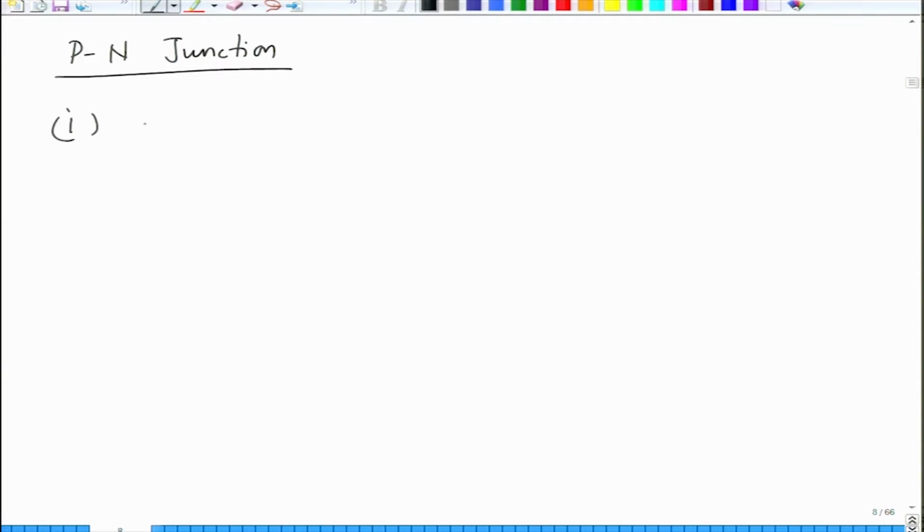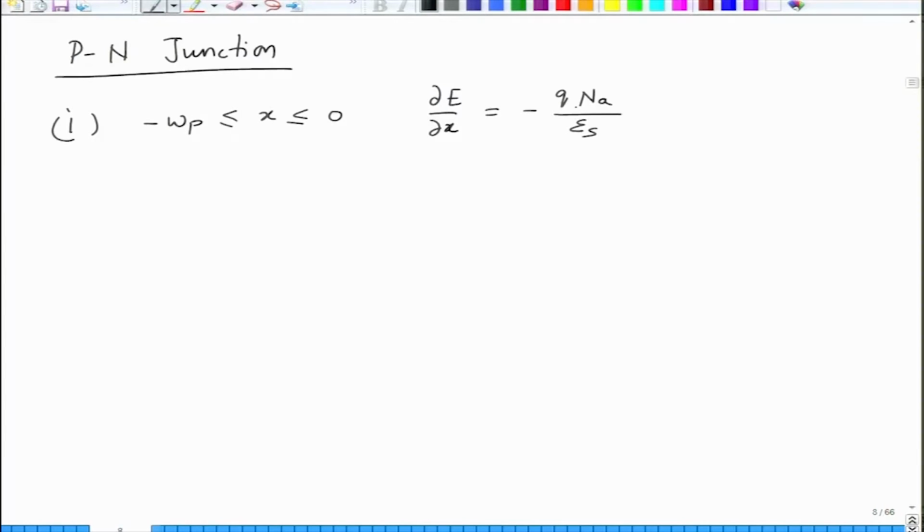first we write for x being between minus Wp and 0. Within this region we have the acceptor ions, right. So, del E by del x in this region is equal to minus Q Na divided by epsilon S, because we have negative charges in that region. So, rho will be minus Q into Na. Na is the acceptor ion density, whatever acceptor ions are there within that region, into Q the electronic charge, and since they are negative charges, we have added a minus here, divided by epsilon S.